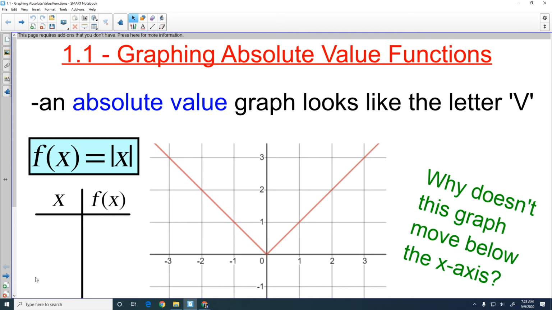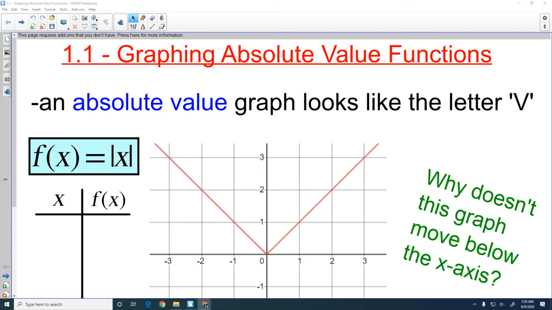So this is our first learning target, 1.1. And we're just going to learn how to graph these absolute value functions. An easy enough graph to recognize because it looks like the letter V.